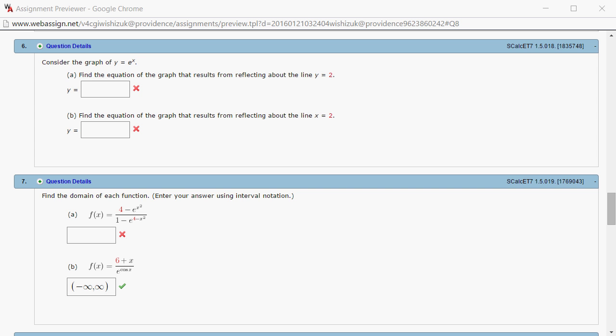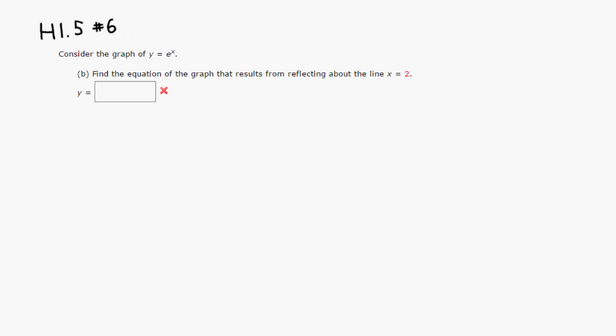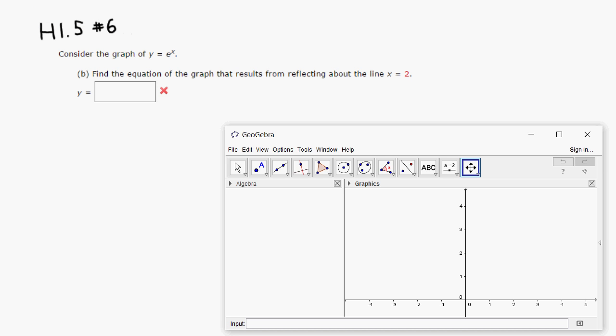All right, let's look at homework 1.5, problem number 6, part B. We're going to start with the graph of y equals e to the x, and we want to find the equation of the graph resulting from reflecting about the line x equals 2. All right, so let's do that. I'm going to cheat a little bit and use GeoGebra to show you the picture.